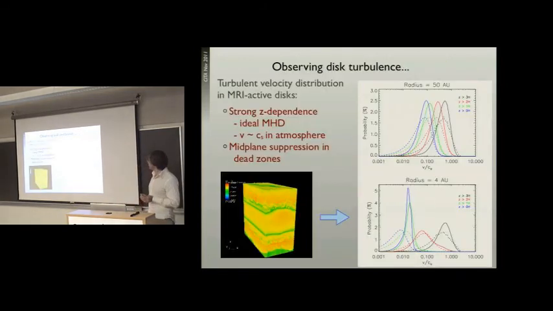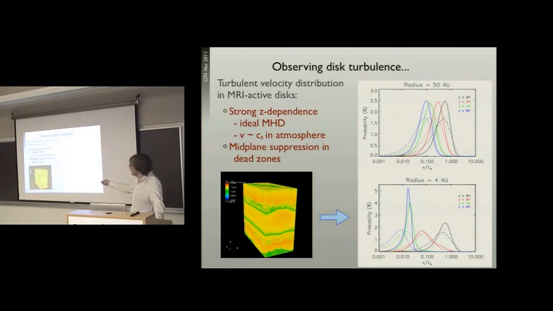So that's for the solar system. Can we say something about this for other disks? And there are some possibilities here. So this is the calculation that Jake Simon's been doing this year, trying to look at the turbulent velocity distribution in MRI active disks. So you can play this movie here. So down at the bottom here, there's like a little movie showing one of these non-ideal calculations, where we have ohmic dissipation in the midplane.